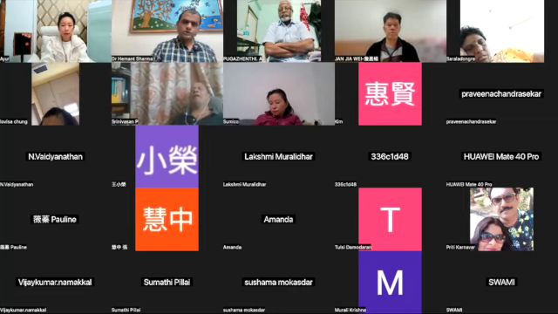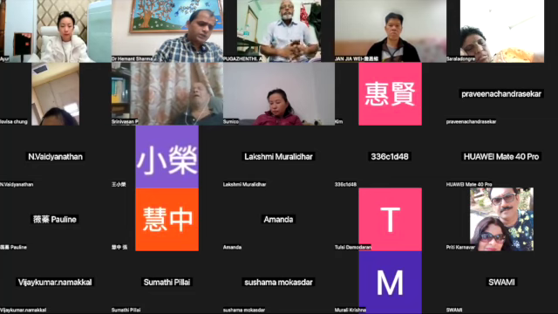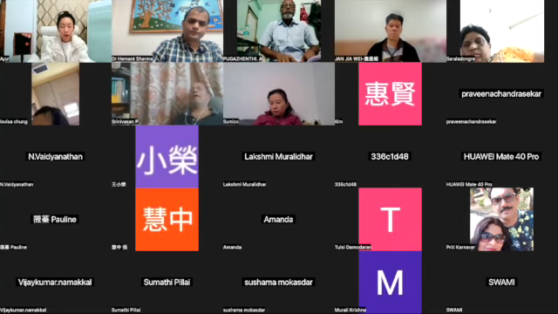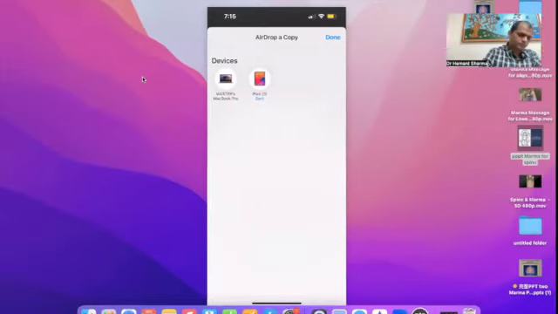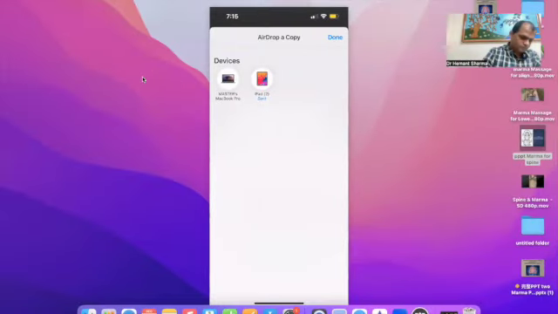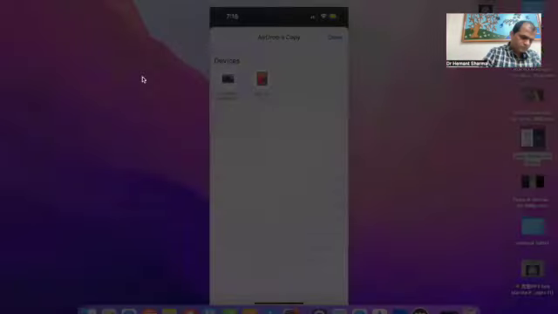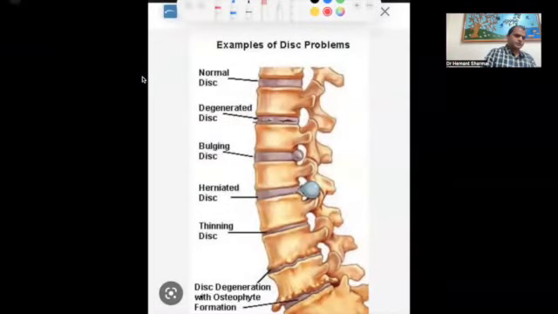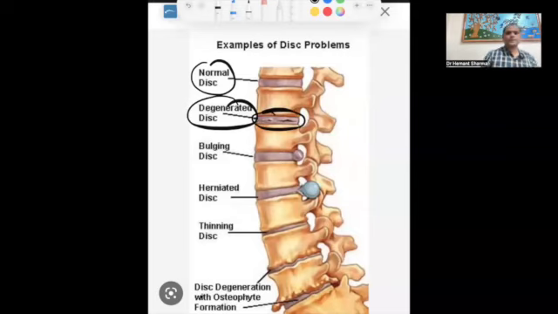Nowadays many young people, even under 30, already show degeneration of the spinal disc, because they sit without moving and the spine loses its flexibility. So nowadays we are getting very frequently very young patients who are suffering with this type of problem. So we can see here, this was the normal disc, but this is a degenerated disc here.